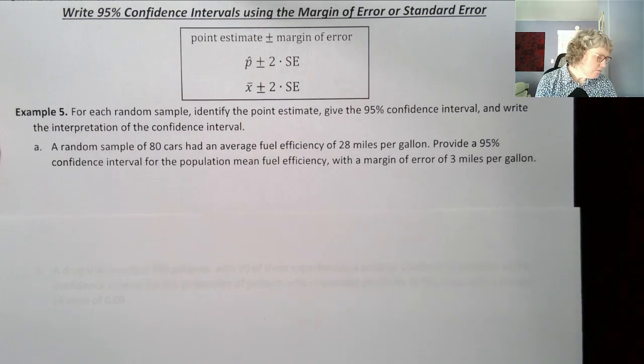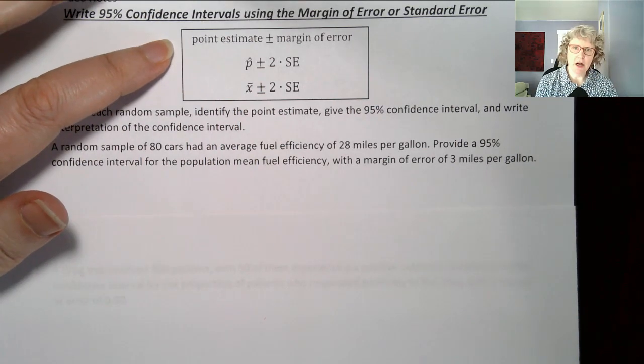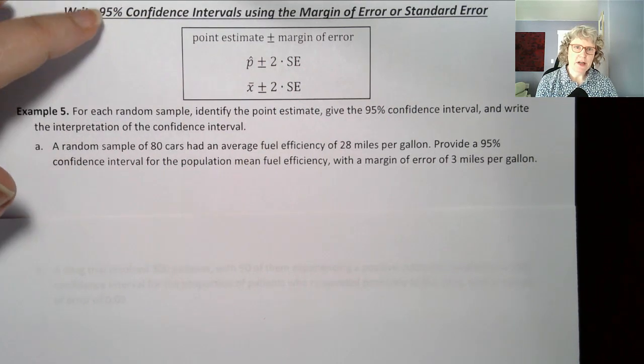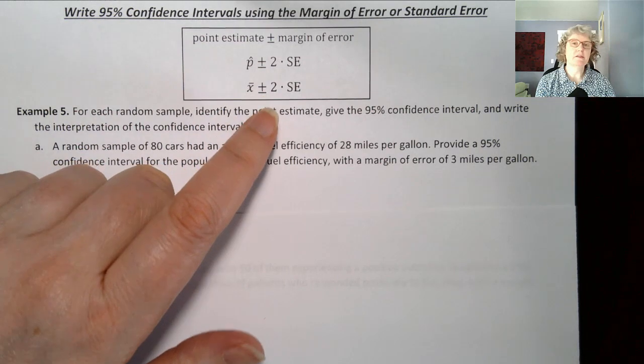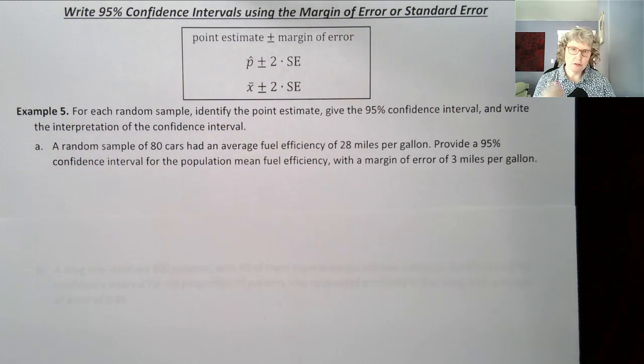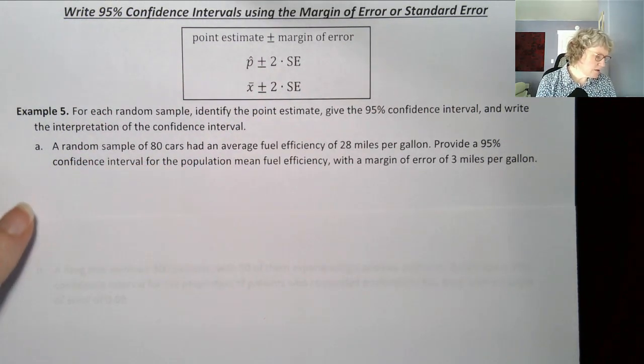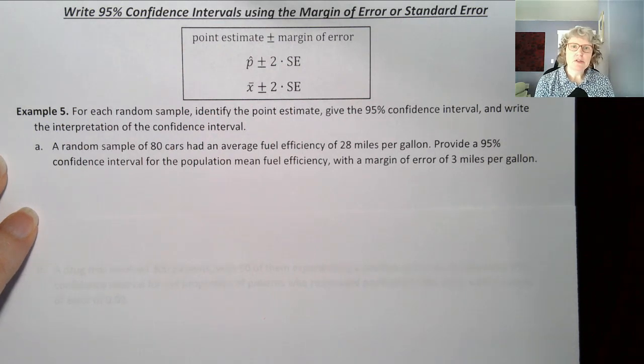Okay. So I've got the same formula box at the top, and remember this is for 95%, so I've got that in the title. That 2 has to do with the 95%. That's 2 standard deviations or 2 standard errors. Gets the middle 95% of the distribution.